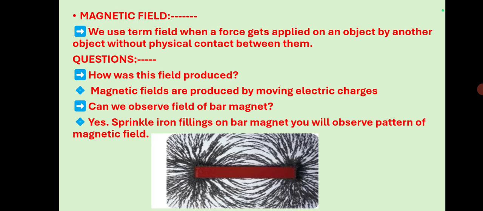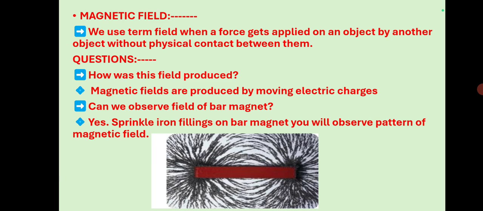Every time we will not use the word field. We use the word field only when one object experiences a force by another object without physical contact. You will see the experiments, no? You will take a magnet, you will keep some iron pieces. Even though both are not in contact, the magnet attracts the iron pieces. Okay, it means the magnet is exerting a force on the iron pieces and attracting them.